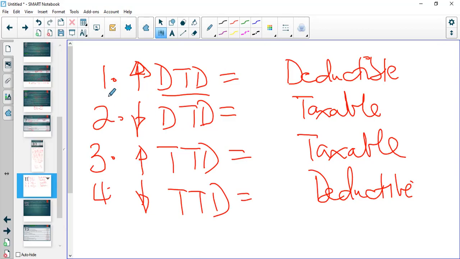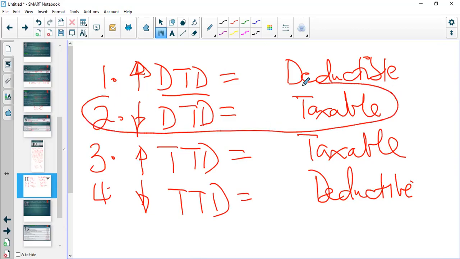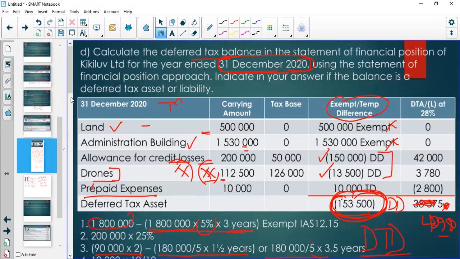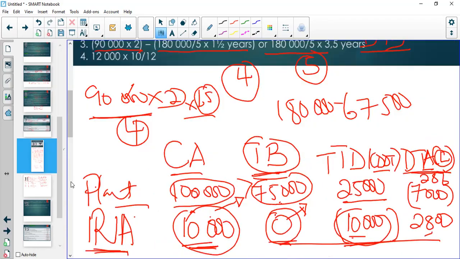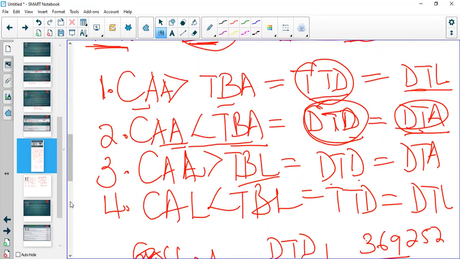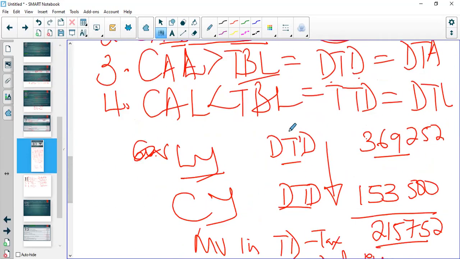So our movement fits category 2, where there's been a decrease in deductible temporary differences. We're coming from 316, we're now somewhere around 153, if you remember that. So it's a decrease. It's decreased by 215, so this 215,752 is a taxable temporary difference.